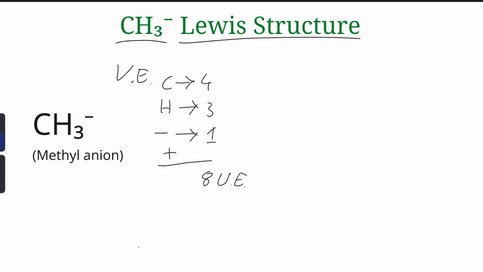Now, let us draw the Lewis structure of CH₃⁻. We'll start by placing a carbon atom in the center and connect 3 hydrogen atoms by a single bond. Each single bond consists of 2 valence electrons, which means so far we have used only 6 valence electrons. Place the remaining 2 valence electrons beside the carbon.